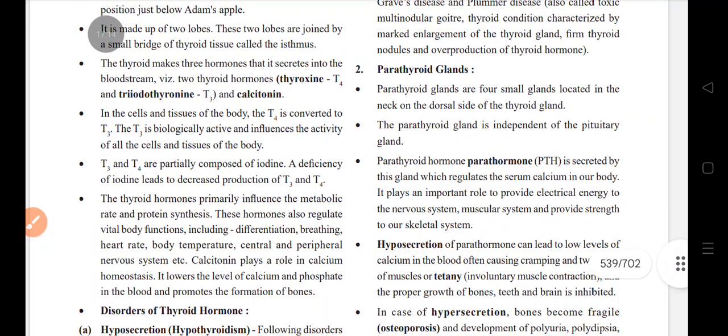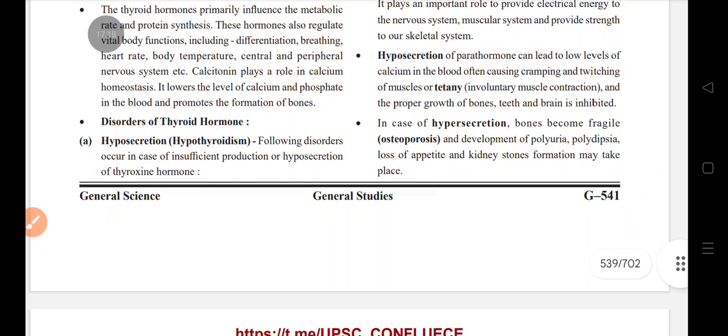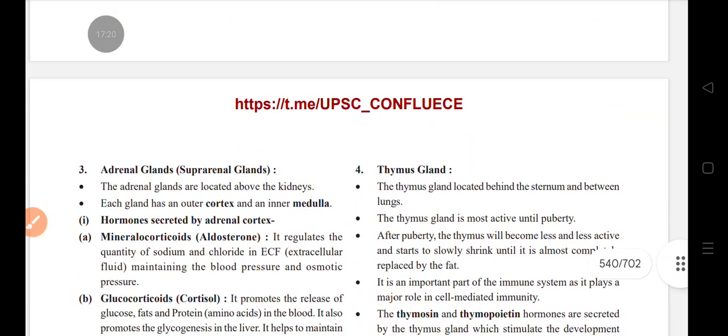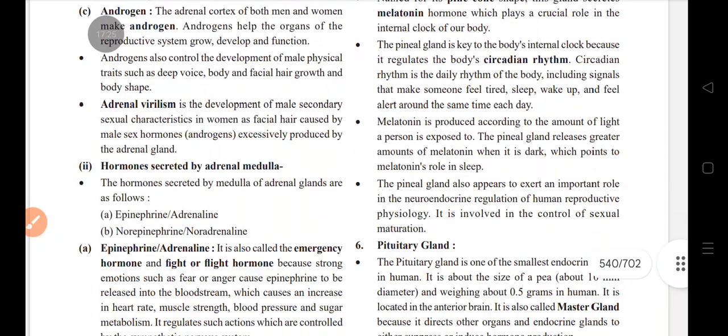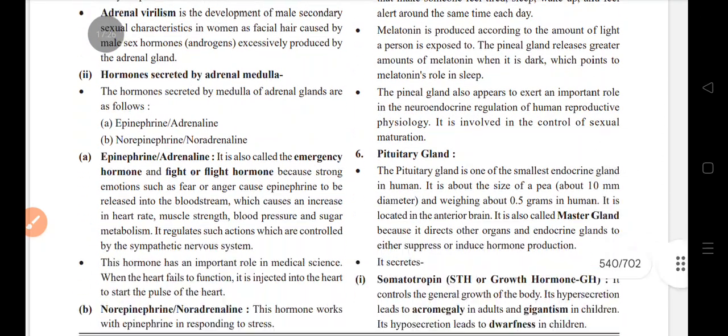Thyroxine T4, triiodothyronine T3. Adrenal, thymus, pineal, pituitary.